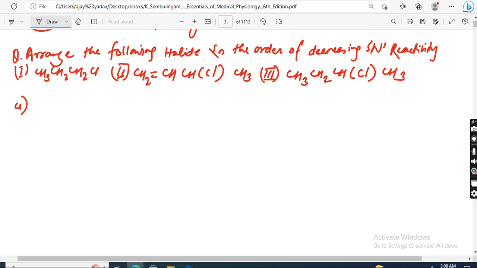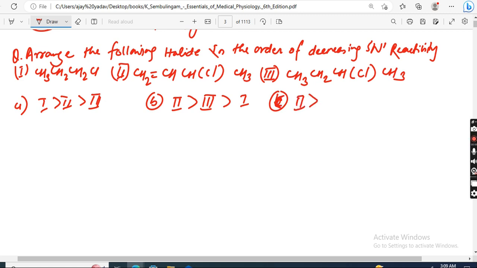Option A is the decreasing order, that is 1 is greater than 2 is greater than 3. Option B is 2 is greater than 3 is greater than 1. Option C is 2 is greater than 1 is greater than 3. Option D is 3 is greater than 2 is greater than 1. So let us see here actually what is SN1 reaction.